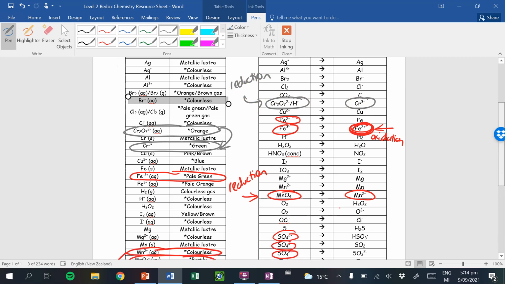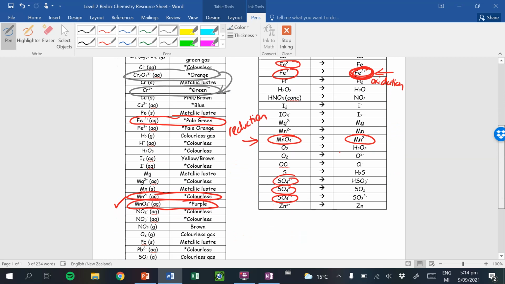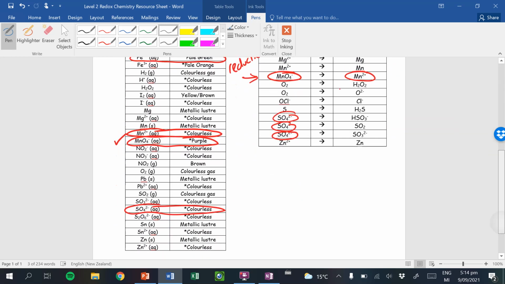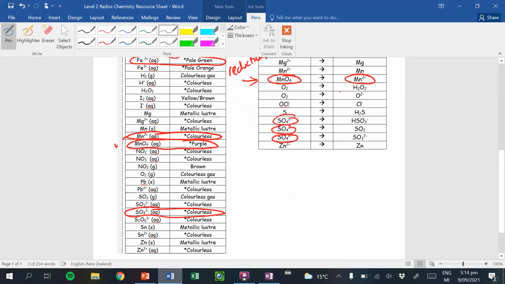Anyway, let's see if I can find the sodium. It's not there, so I'm not using that one. And so now I'm looking for the sulfite. That's SO3 2-, and I can find it right here, and it's colorless. Nowhere else, nothing else.